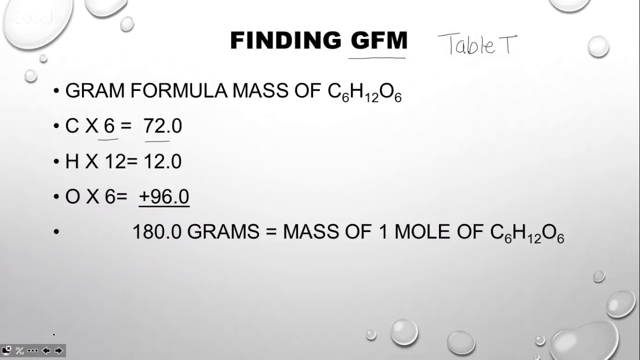So carbon times 6, 72.0. Hydrogen's number on the periodic table times 12. Oxygen's number on the periodic table times 6. I add them all up. That number of grams is the gram formula mass, and that would also be the mass of 1 mole of glucose.